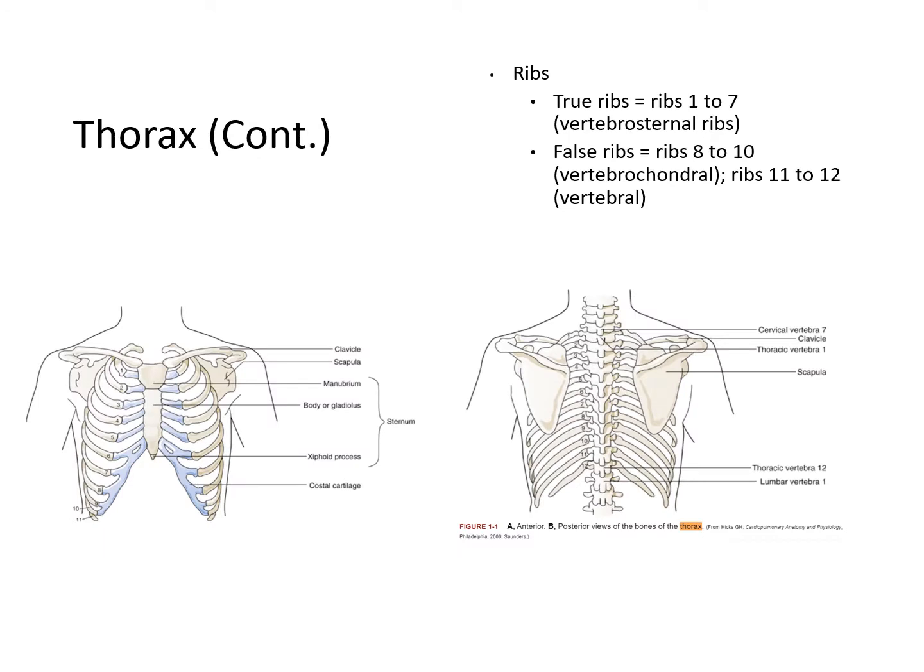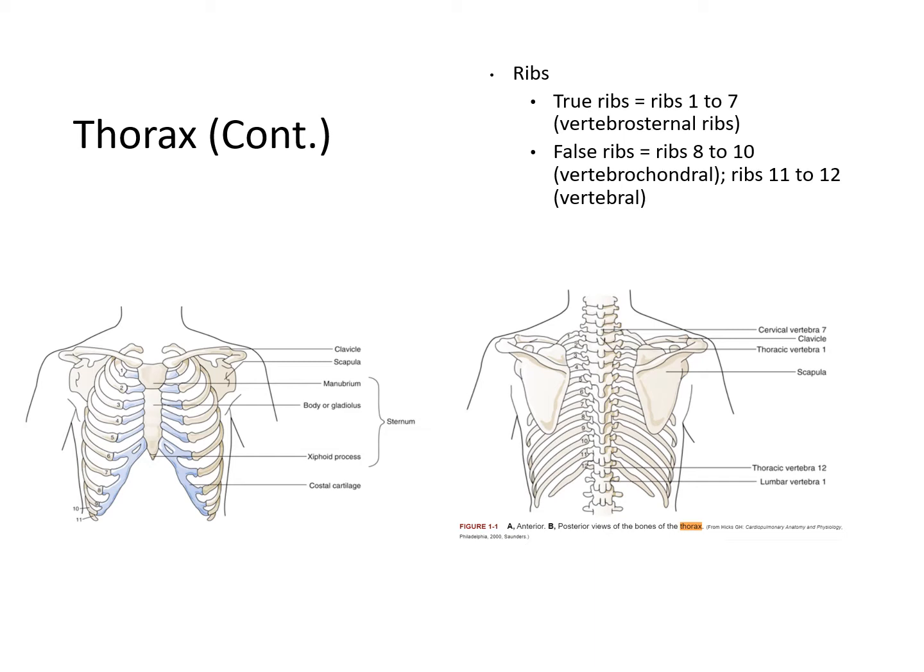Now we're going to move into talking about the ribs. So even though they're considered to be flat bones, the ribs actually curve forward and downward from their posterior vertebral attachments toward their costal cartilages. So on the left side of the screen, you see the anterior view, and on the right side of the screen, you see the posterior view.